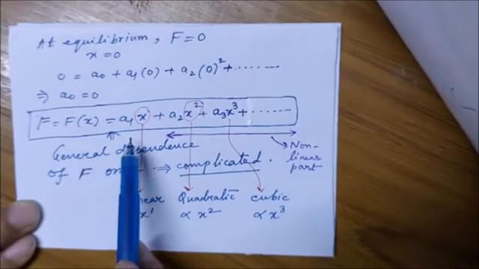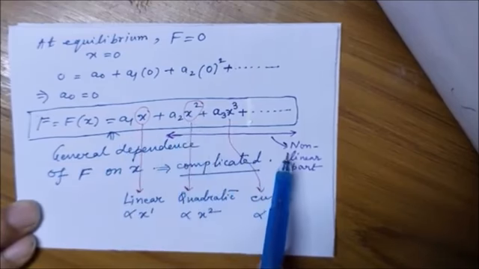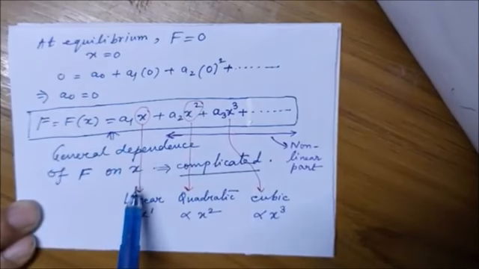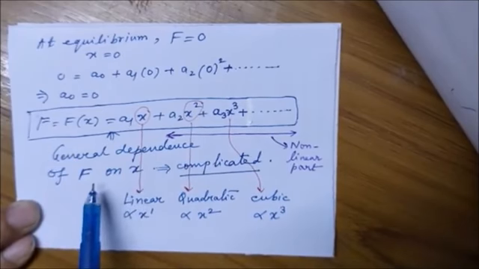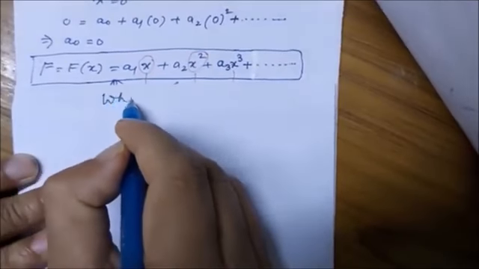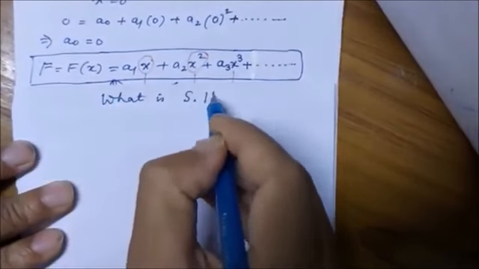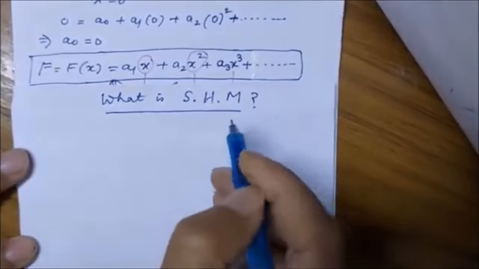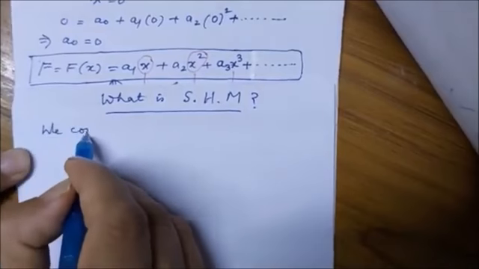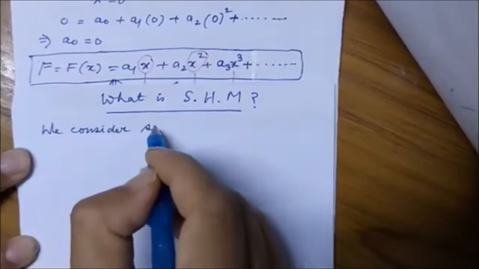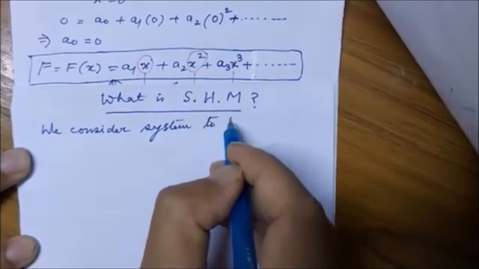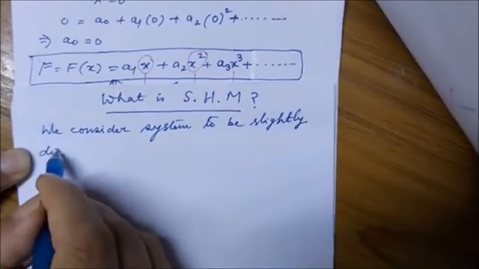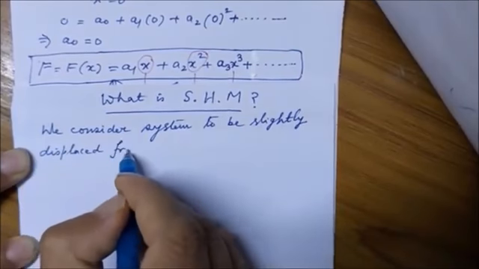We will soon see that if x is small, then this nonlinear part can be neglected and restoring force is proportional to the linear part, and then the motion will be simple harmonic. We therefore now discuss what is simple harmonic motion. We consider system to be slightly displaced from equilibrium position.